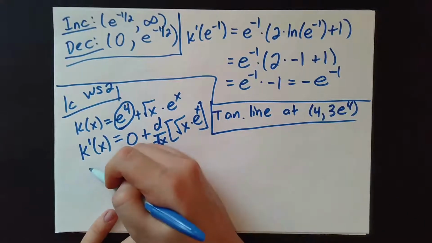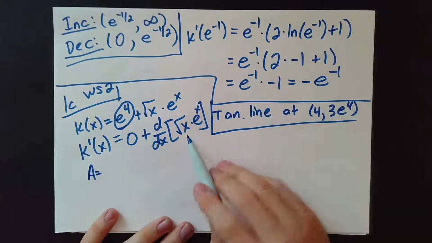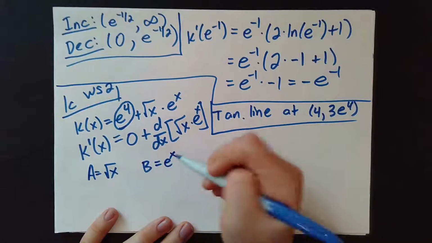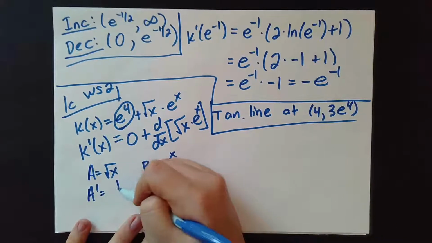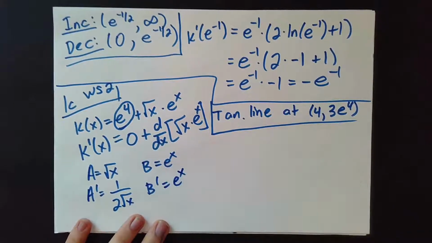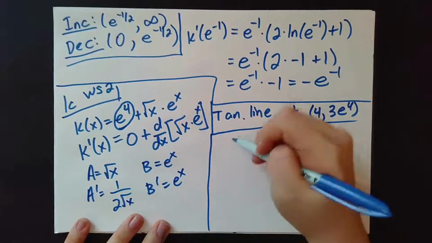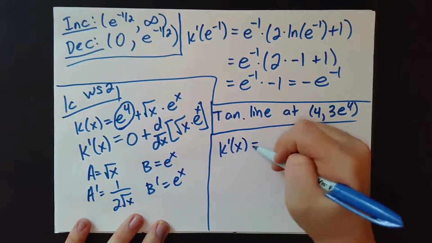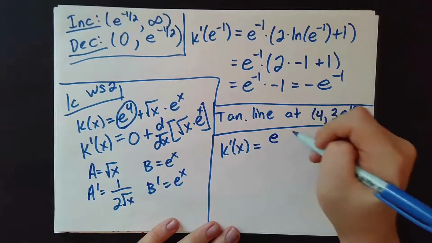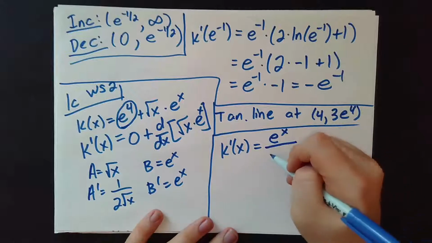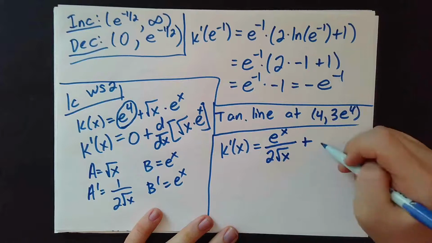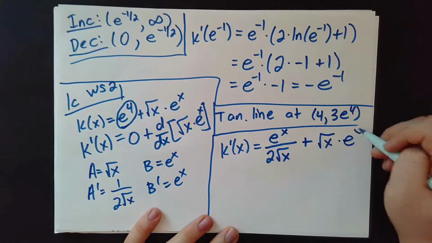Okay, so when I go ahead and write this out, a is the square root of x, b is e to the x. A prime is 1 over twice the square root of x. B prime is e to the x. So k prime of x is a prime b, which is to say it is e to the x divided by 2 root x, plus ab prime, so that is square root of x times e to the x.